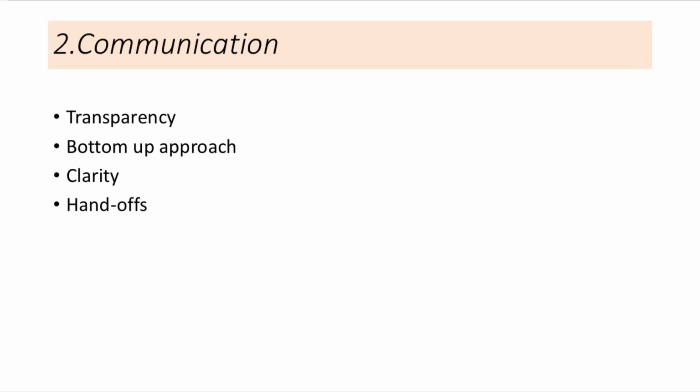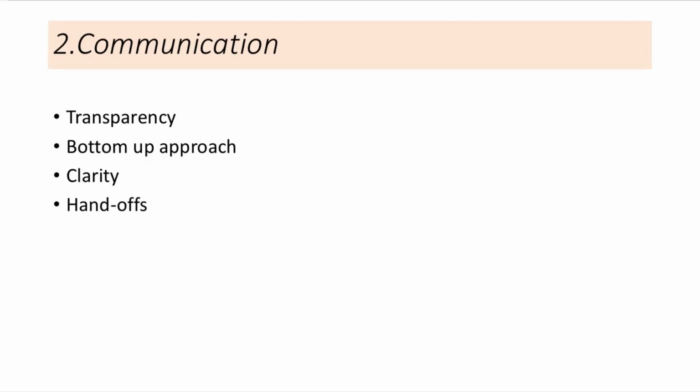Handoffs. Handoffs means you are telling some other person to perform some activity. You provide that person some authority to take the decision. That person is telling someone else. That person is getting some authority. So with authority, they will feel responsibility also.